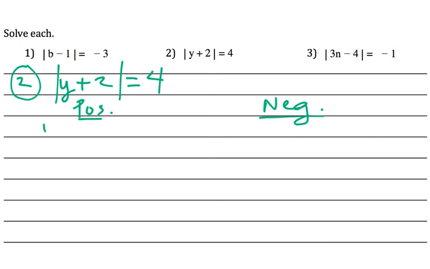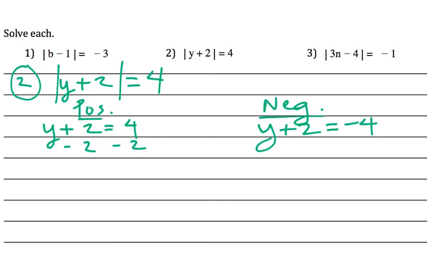So rewriting, y plus 2 equals 4. And then on the other side, we also know that y plus 2 could be equal to negative 4. Because if I take the absolute value of something that ends up being negative 4, I would get positive 4. So there's 2 solutions to this, like we talked about with the snake problem.